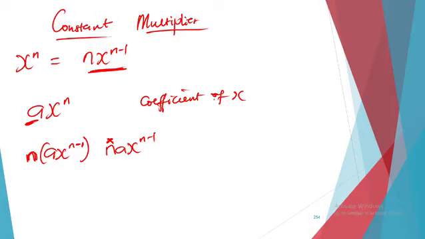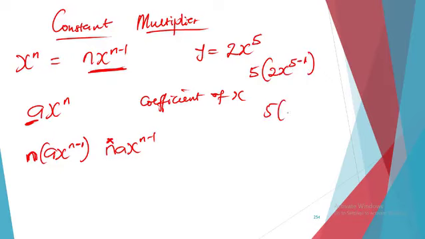So for instance, if we have y equal to 2x raised to power 5, all you need to do is bring down the 5, open a bracket, write down your 2x raised to power 5, then subtract 1 from the power. Then we'll have 5 into 2x raised to power 4. Is that correct? So 5 times 2 will give us 10x raised to power 4, which is simply the answer. That's how the constant multiplier works.